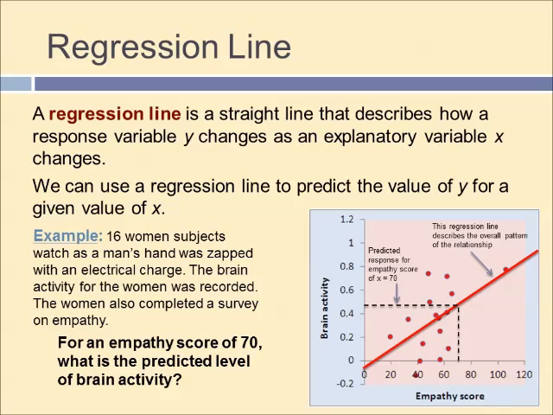Well, we can look at the scatter plot along with a regression line. The regression line describes the overall pattern of the relationship. And for the empathy score of 70 along the x-axis, the horizontal axis, we can just climb up to the line and then work our way over to the y-axis, and that gives the predicted response for an empathy score of 70.